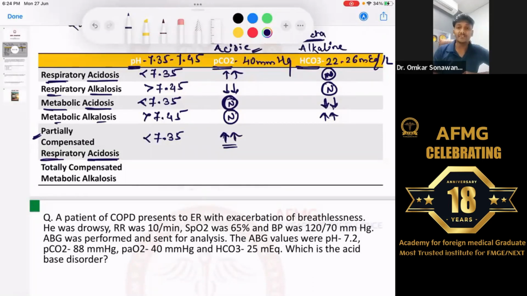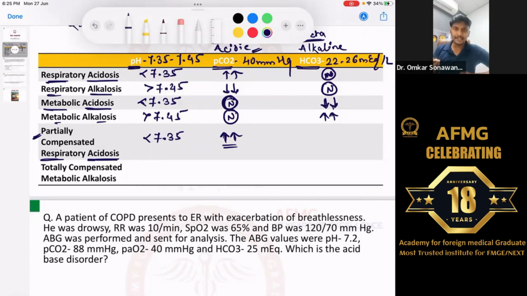And now they have given that the patient is having partially compensated respiratory acidosis. What does partially compensated mean? The body has started to overcome whatever acid-base disorder it is suffering from, or the body has started its compensation, but the compensation has not yet fully happened, right?